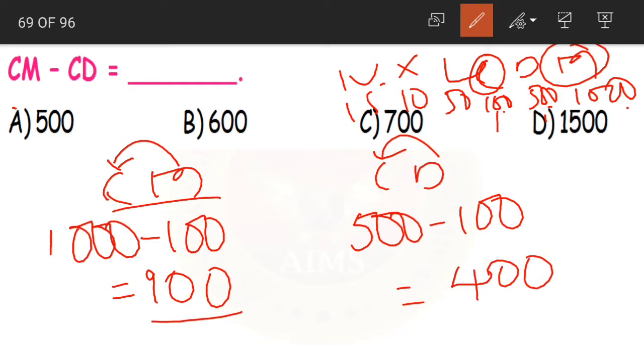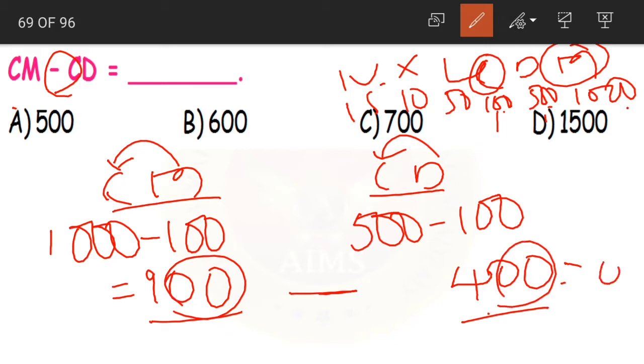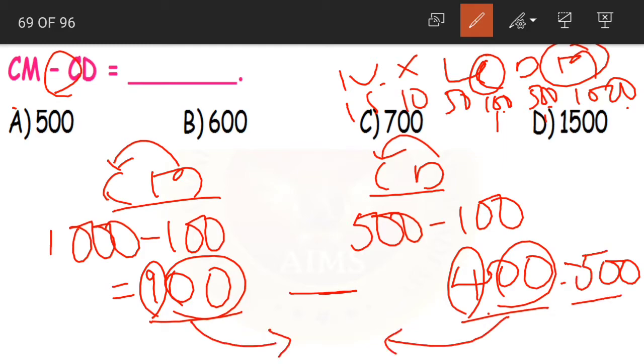Now CM is 900, CD is 400. Now what should we do here? We should subtract. In the question they've asked to subtract both of these values. 900 minus 400. Yes, we can do the mental or oral subtraction here. We have 2 zeros, so in the answer also we'll have 2 zeros. 9 minus 4 becomes 5. So 900 minus 400 is what? It is 500. That is option A, 500 will be our correct answer.